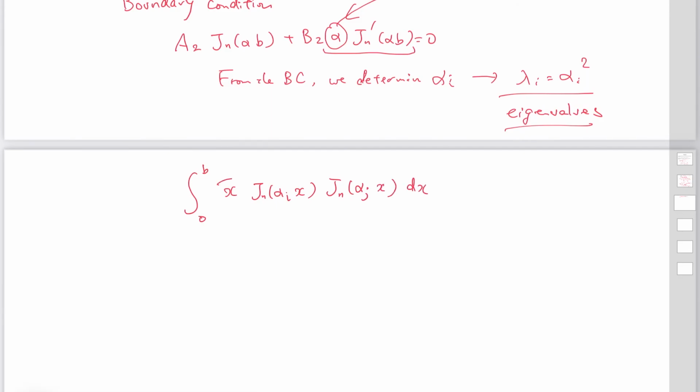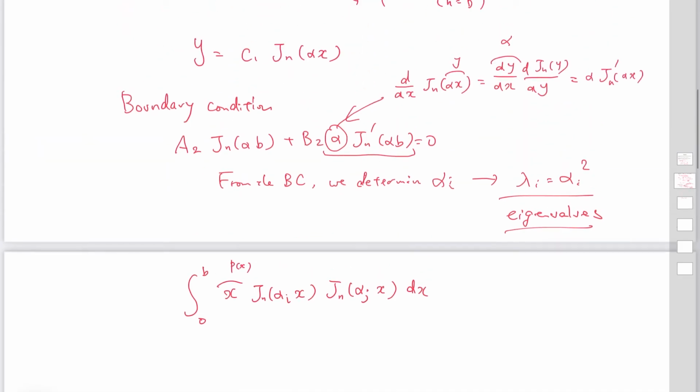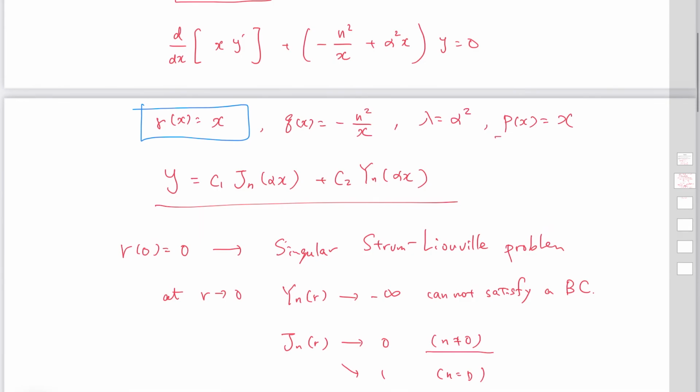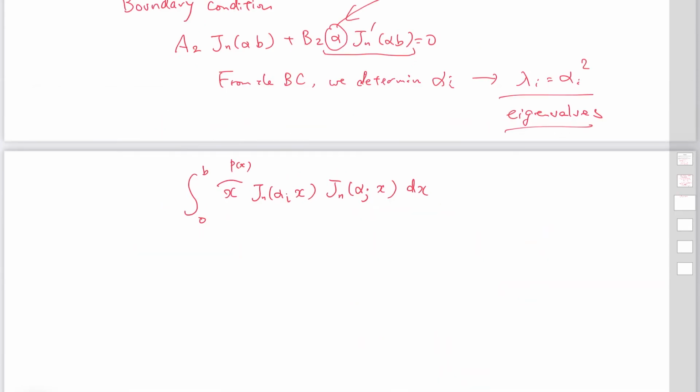So this x corresponds to p(x). We discovered p(x) is x, and this integral is equal to 0 when alpha sub i is not equal to alpha sub j. So we use different values of alpha in these equations. Okay, this is the answer to this practice.